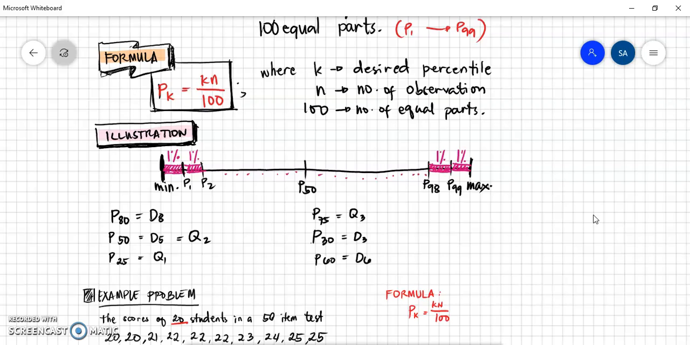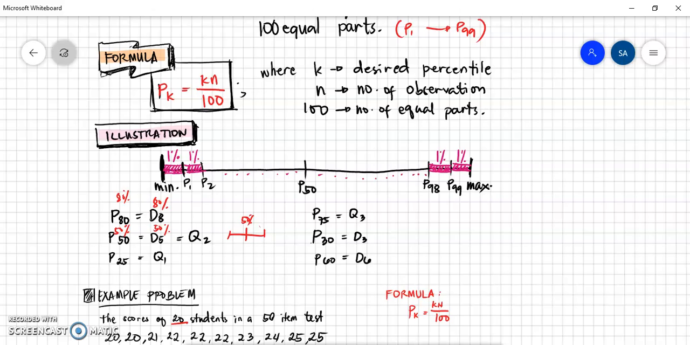distribution. To illustrate this further, for any P sub 80, since that is 80%, 80% is also equal to D sub 8 because decimal 8 is still 80%. While P sub 50 occupies the 50% and D sub 5 or decimal 5 also occupies the 50% as well as quartile 2, wherein quartile 2 or the median also divides the distribution into 2 equal parts that occupies the 50% higher and 50% lower.